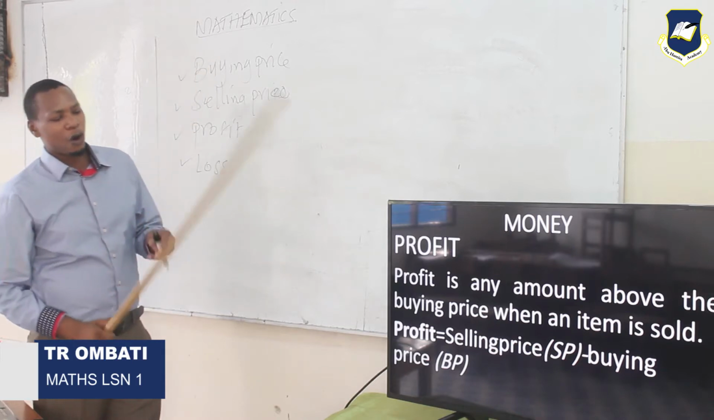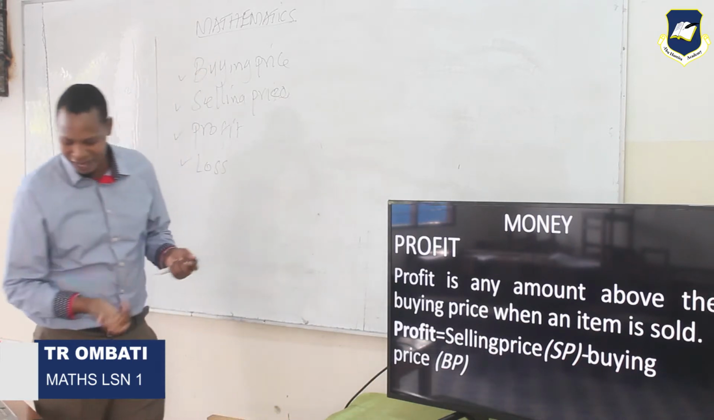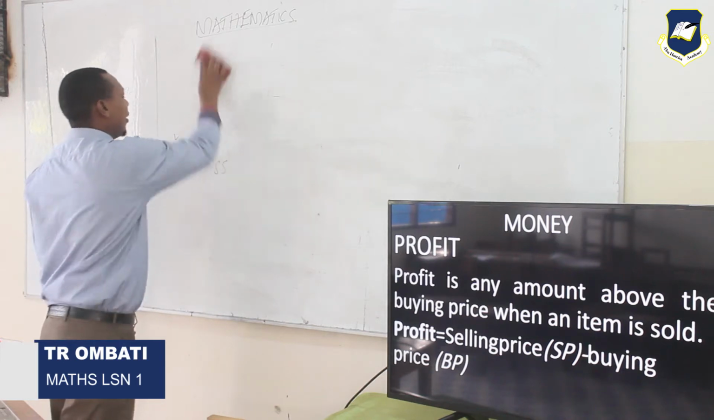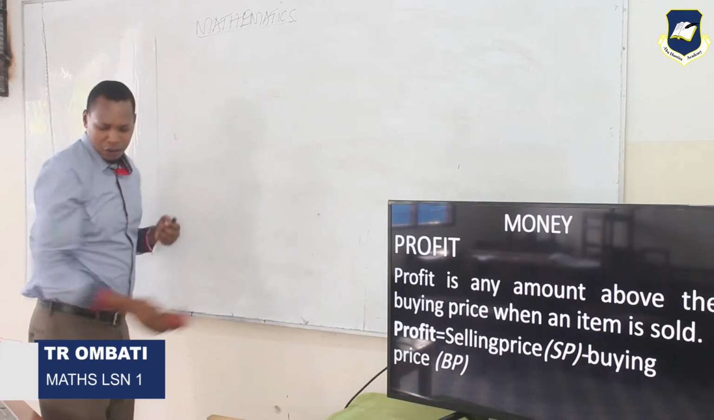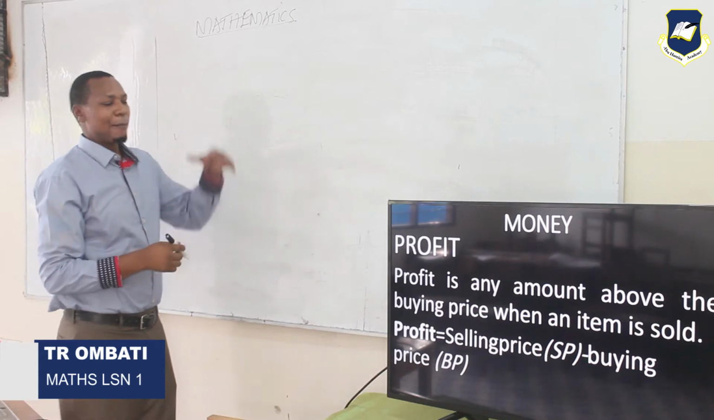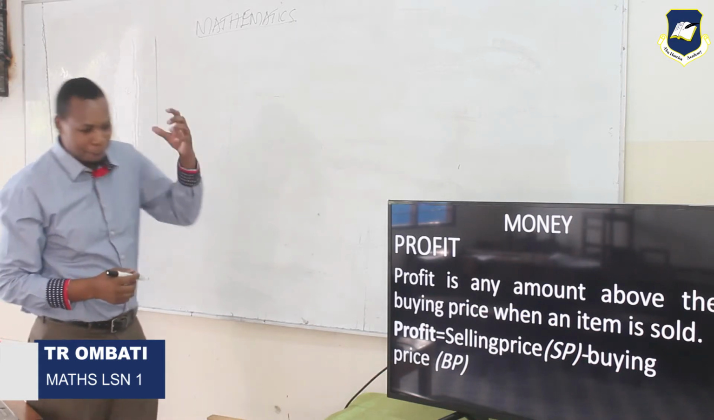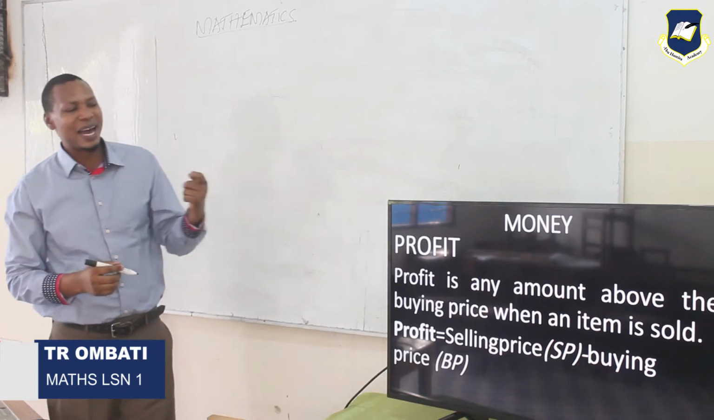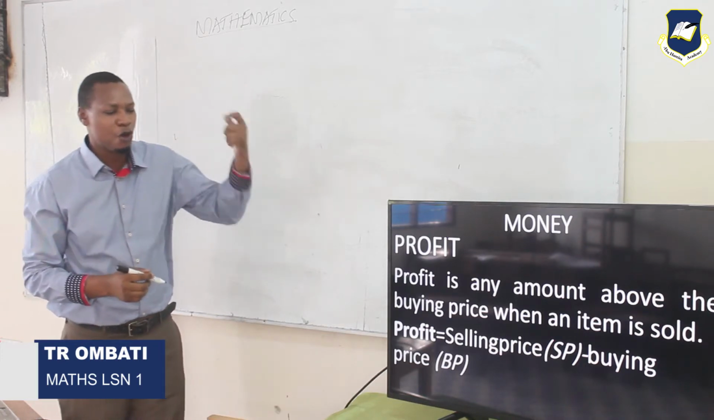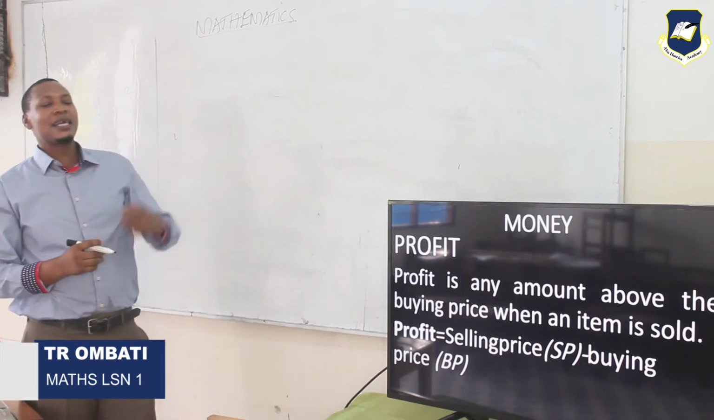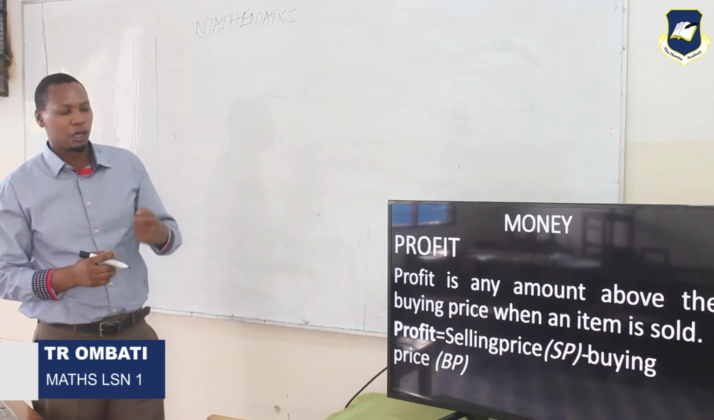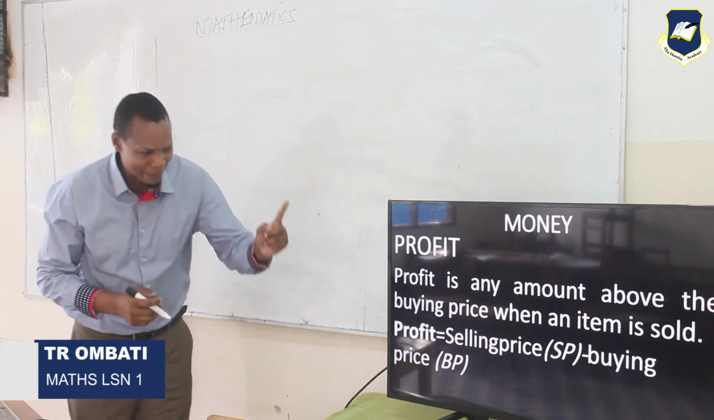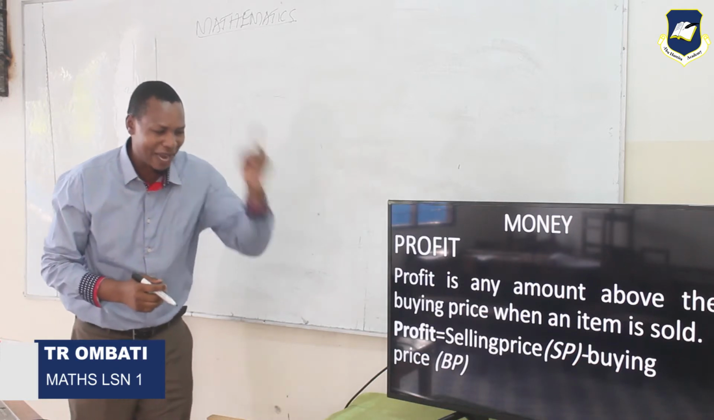So when you go and buy a given item for sale, if the money you used, that is the buying price, is less than the money you have sold the item for, that means you've got what we call a profit. So profit is an amount above the buying price.